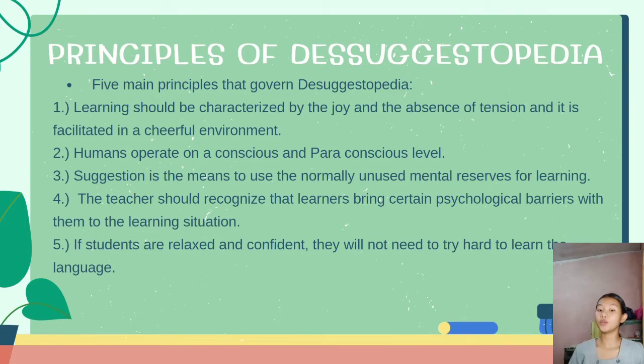Number two, humans operate on a conscious and paraconscious level. A student can learn from what is present in the environment even if his attention is not directed to it. Three, suggestion is the means to use the normally unused mental reserve for learning. The teacher should recognize that learners bring certain psychological barriers with them to the learning situation. If students are relaxed and confident, they will not need to try hard to learn the language.